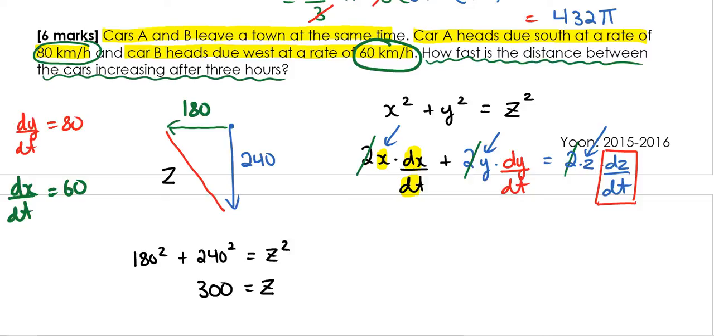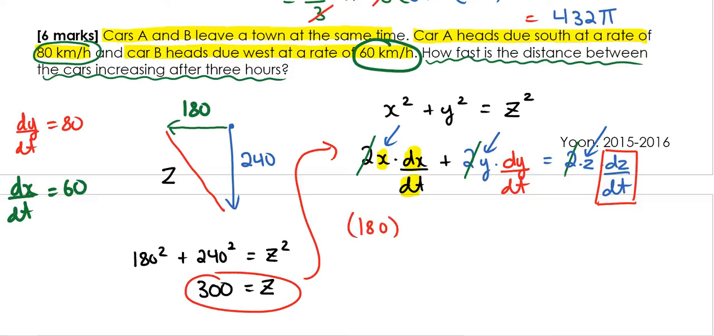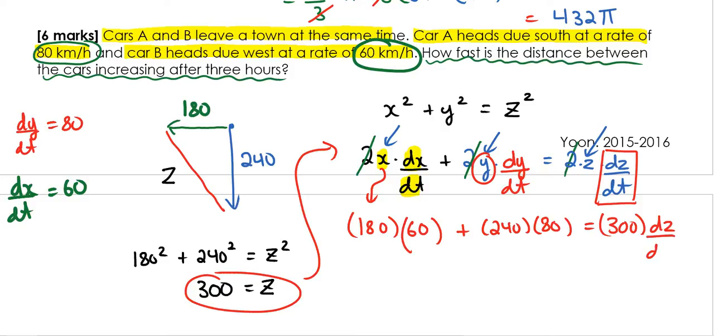Okay, so let's plug the numbers now into my mathematical equation over here. The value of x here is going to be 180, because I got 180 kilometers after 3 hours, and my rate dx by dt is going to be 60 kilometers an hour, plus the value of y is going to be 240, and my dy by dt is going to be 80, and that's going to equal z, which is 300, times dz by dt.